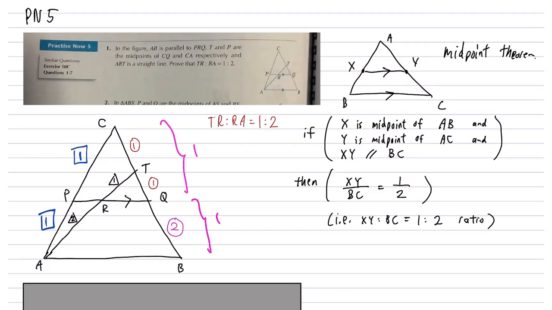So if we have a triangle ABC and then we have a point X and a point Y, and then we have these two lines, right? In particular, a line connecting X to Y and a line connecting B to C. And midpoint theorem will say this. If we have X being a midpoint of AB, and we also have Y being midpoint of AC, and we also have XY parallel to BC, then we can conclude the following. The ratio of XY to BC must be 1:2 or half.